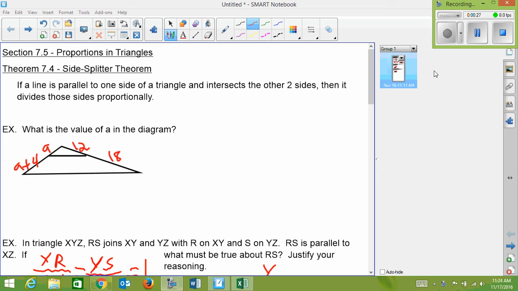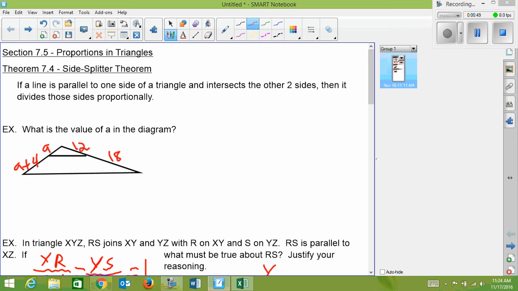So I have an example drawn here. It says, what is the value of A in the diagram? And this is an example of this side splitter theorem. It says if I have a line parallel to one side that intersects the other two, so it crosses here and here, then it divides it proportionally. And because we know that it is divided proportionally, I can use a proportion to solve this question then.